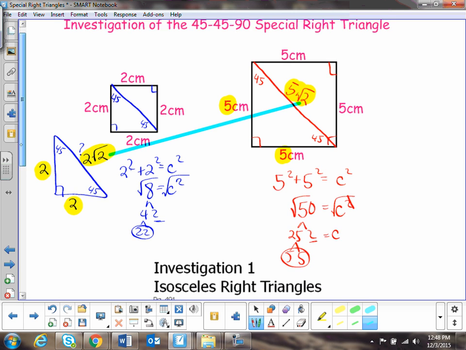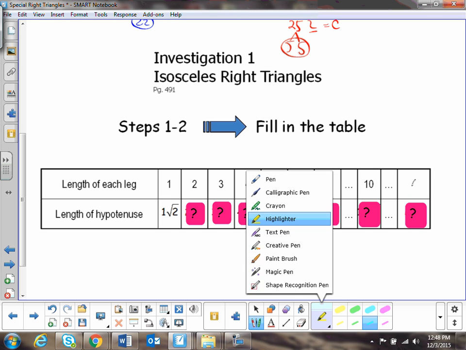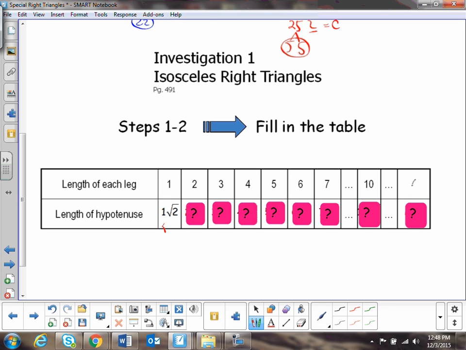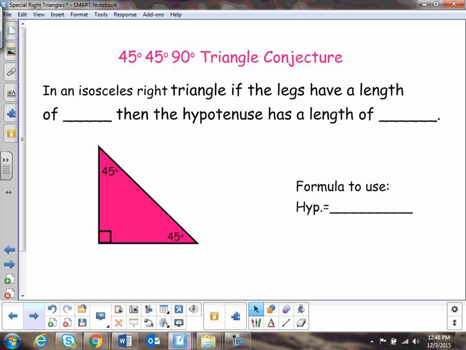Okay? So the pattern is, if they're nice simple whole numbers, if the length of the leg is 1, well, the hypotenuse is going to be 1 radical 2. Or you can just write radical 2. You don't have to have the 1 on. If the leg is 2, then the hypotenuse is going to be 2 radical 2. 3 radical 2, and so on. Okay? So just, to have it for any value, if the leg is L length long, it'll be L radical 2. Okay, so let's do some examples here with this rectangle.